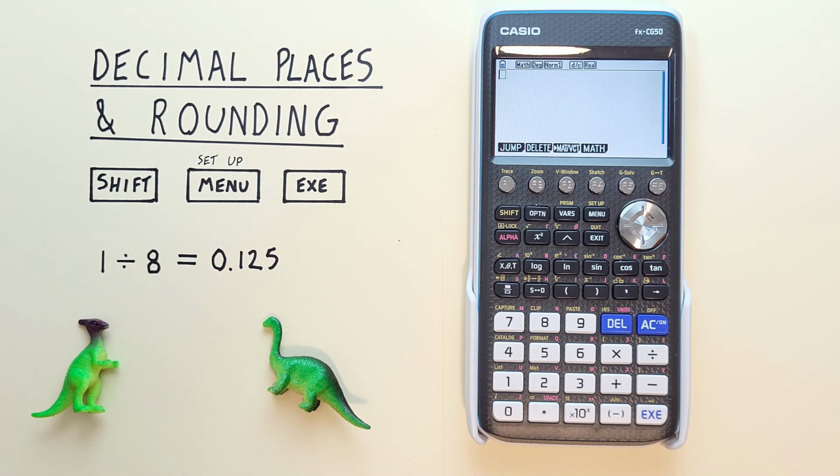I'm Rick, and in this video we're going to have a look at how we can set decimal places and rounding on the Casio fx-CG50 graphing calculator.